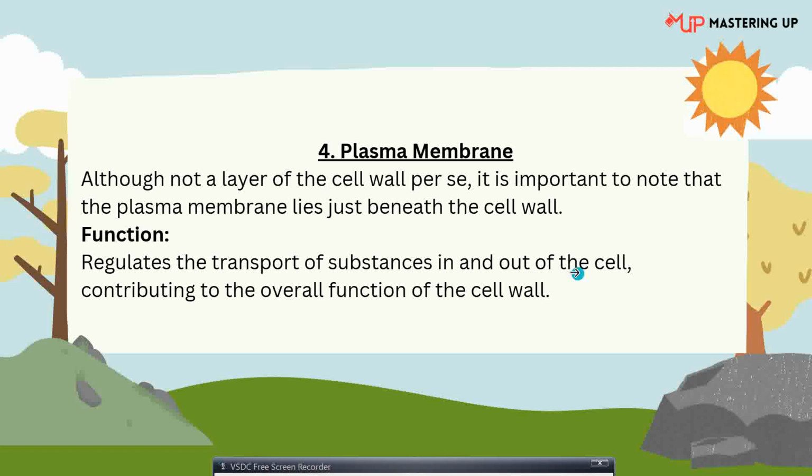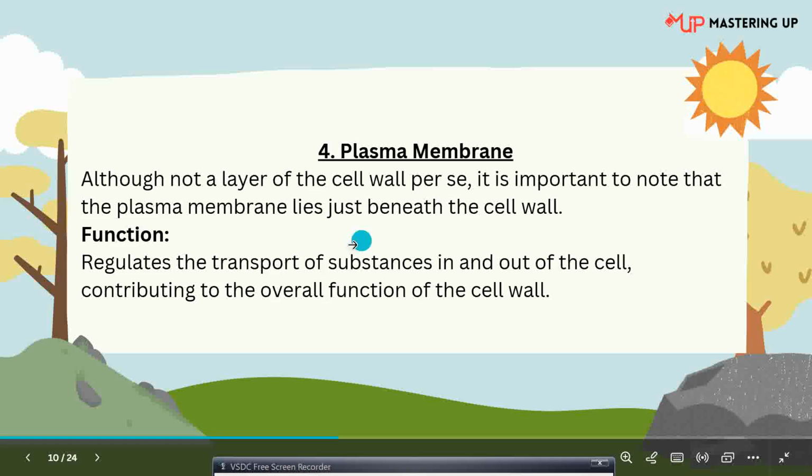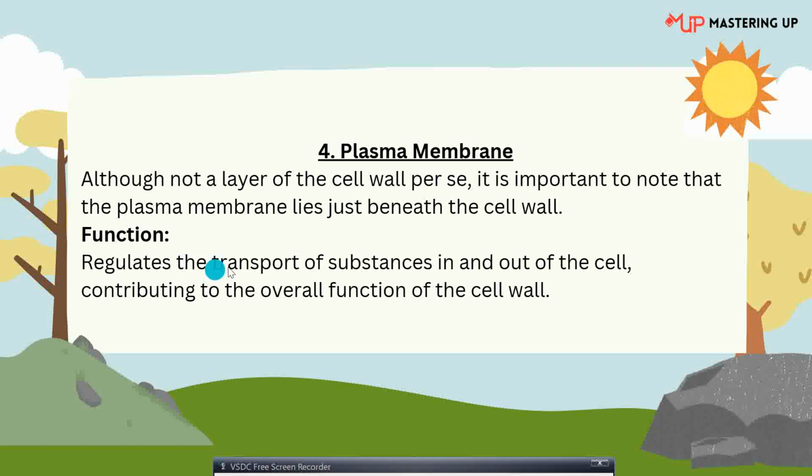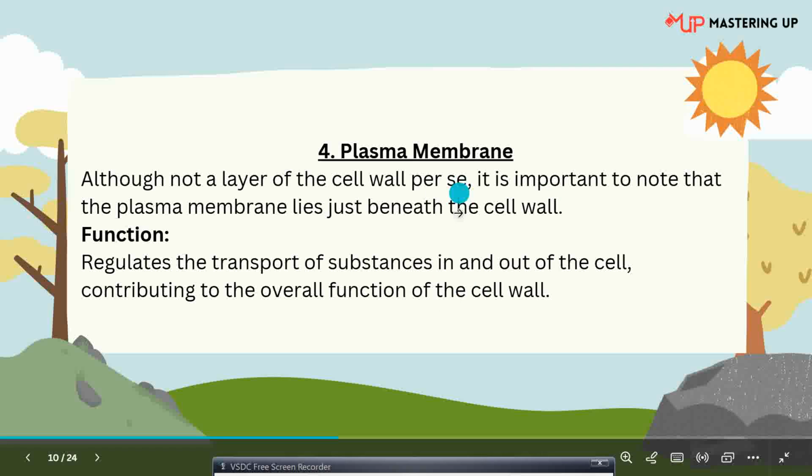And now we have the plasma membrane. Although the plasma membrane is not a layer of the cell wall, it is important to note that it lies just beneath the cell wall. It covers the cytoplasm, and outside the plasma membrane we have the cell wall. The function of the plasma membrane is to regulate the transport of substances in and out of the cell and contribute to the overall function of the cell. It helps in the selective transfer of materials from inside to outside the cell.